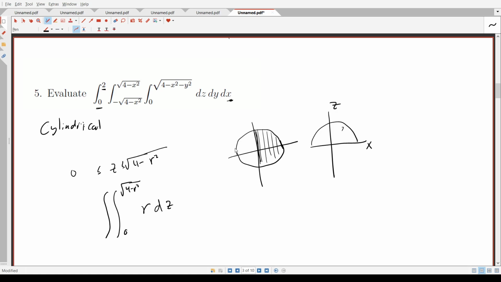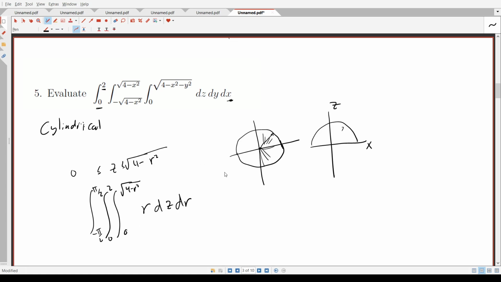And then I need to describe this circle, so r can go from 0 out to the outer circle. So r goes from here out to here. So r goes from 0 to 2, dr. And then theta, right, we only want this right half, so that's going to go from here all the way around. Theta will go from minus pi over 2 to pi over 2.